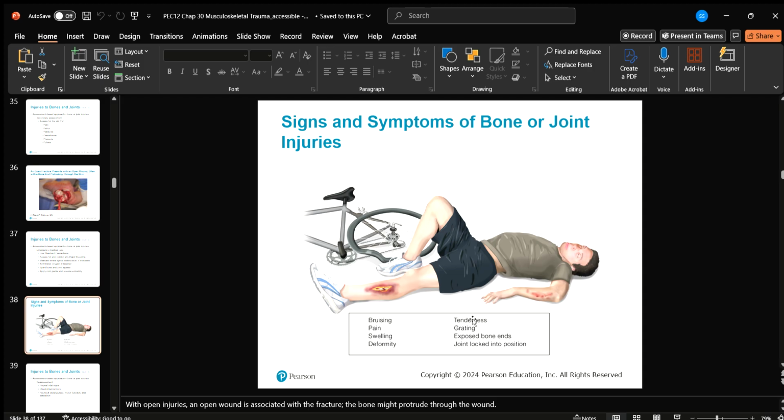All right, so here are some signs and symptoms: bruising, pain, swelling, deformities, tenderness, and so on. One thing that's really not talked about a lot, when we talk about DCAP-BTLS, is another acronym I like to use for fractures called TIC: is there tenderness, is there instability, and is there crepitus? Crepitus is that bone-on-bone grinding. So if you're palpating the individual and you feel that bone-on-bone grinding, you know that you have a fracture.